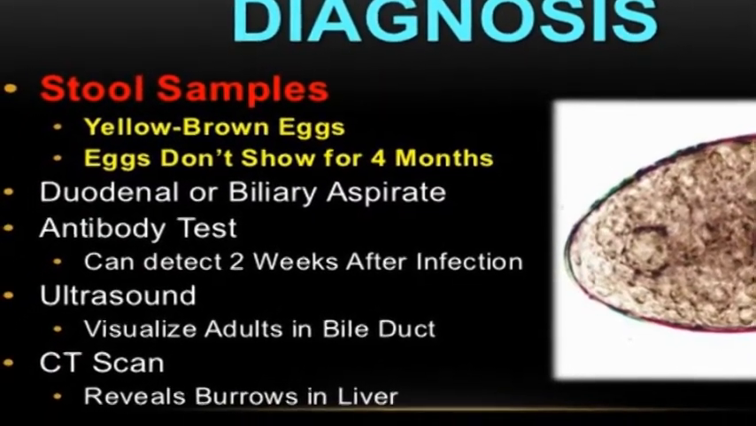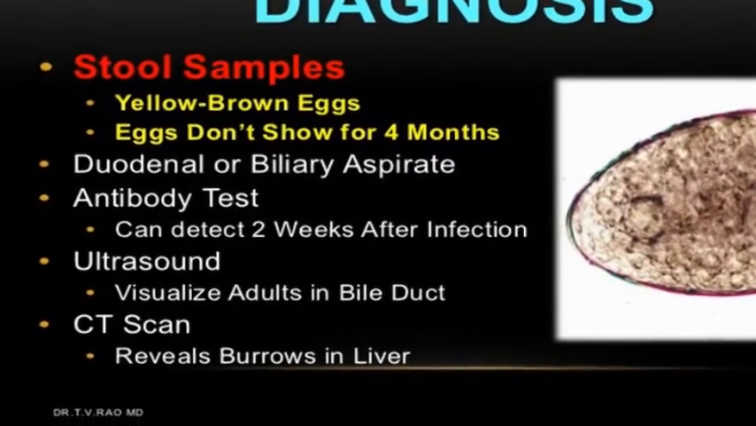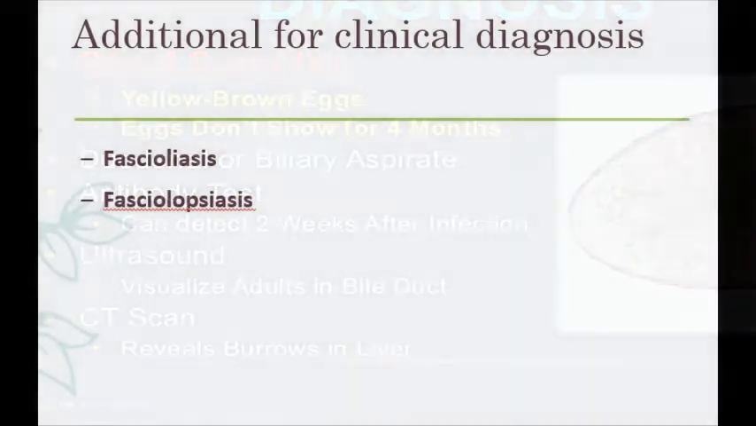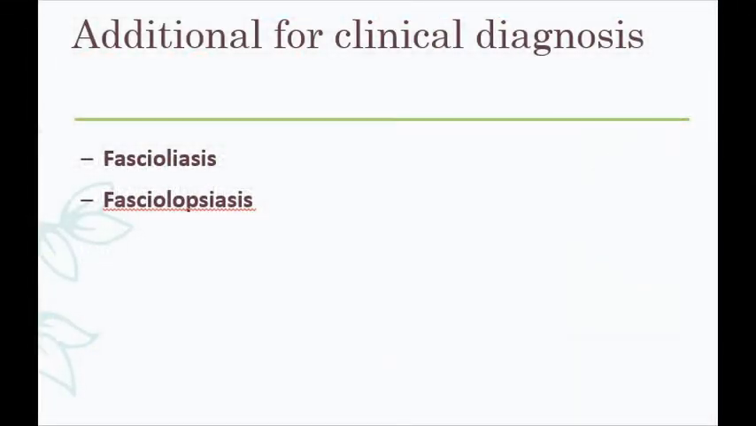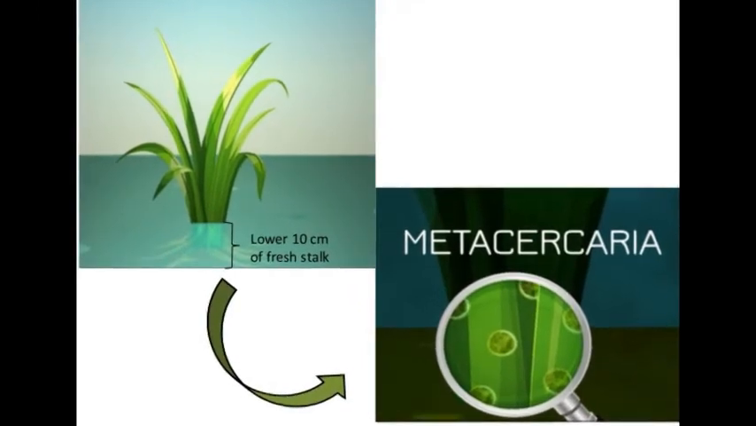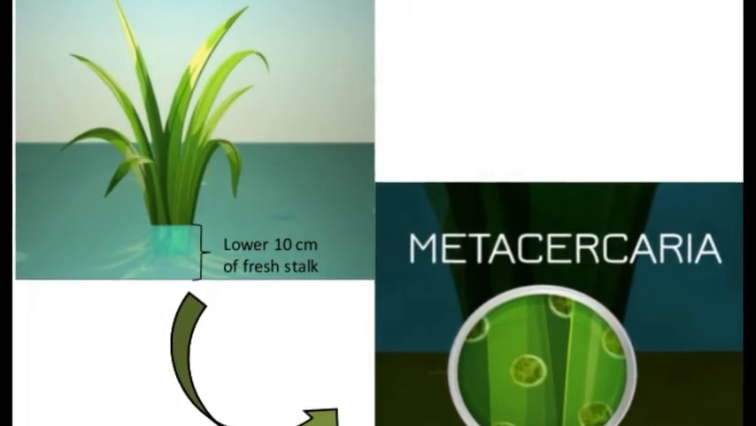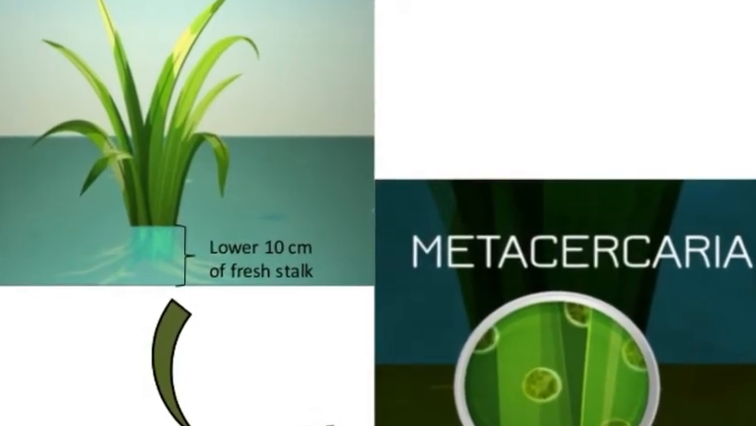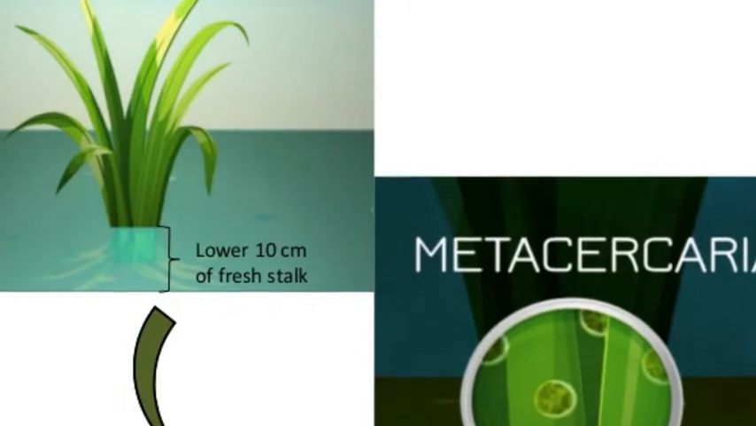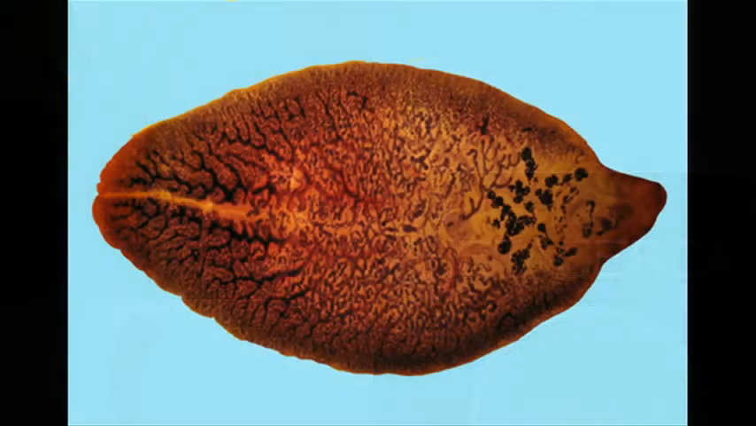Next, we have the ultrasound to visualize adults in the biliary duct. CT scan reveals burrows in the liver. Additionally, for clinical diagnosis, we have fasciolasis. Fasciolasis is an infection with the liver fluke Fasciola hepatica, which is acquired by eating contaminated watercress or other water plants. Next, we have fasciolopsis buski, an infection with the intestinal fluke, which is acquired by eating aquatic plants.